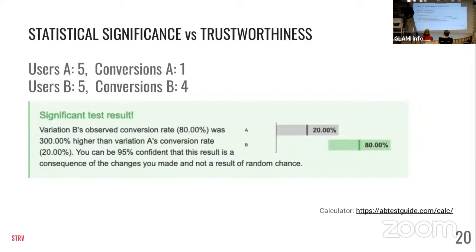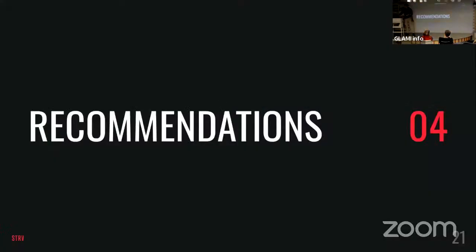On the other hand, you can get statistically significant results even with 5 users. So this is a very different thing: statistically significant results versus trustworthy results. How to escape from this? Compute the number of users before the test. I have some recommendations later.